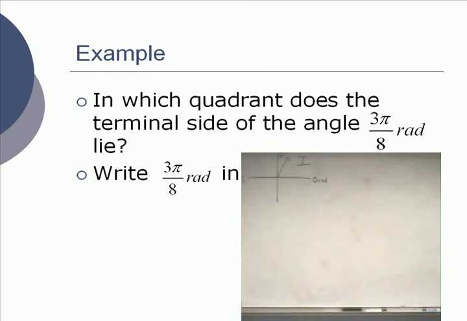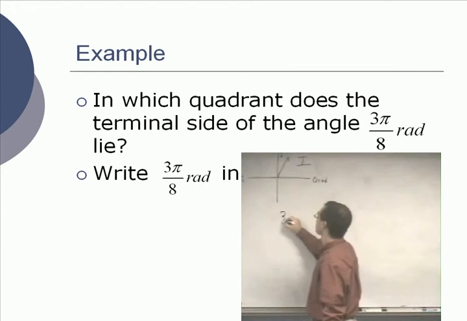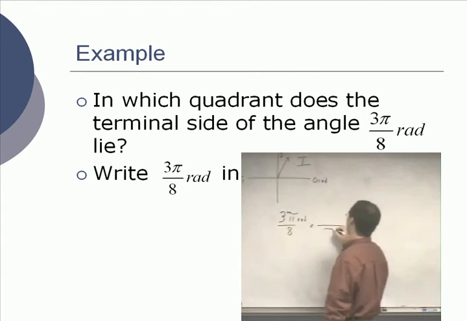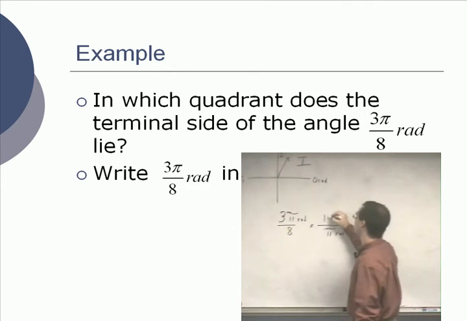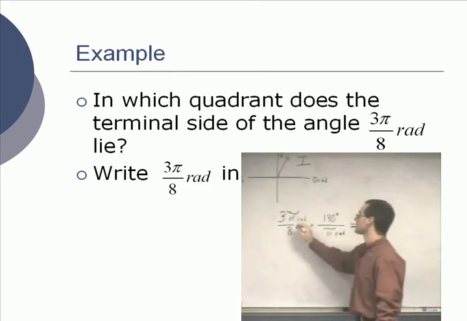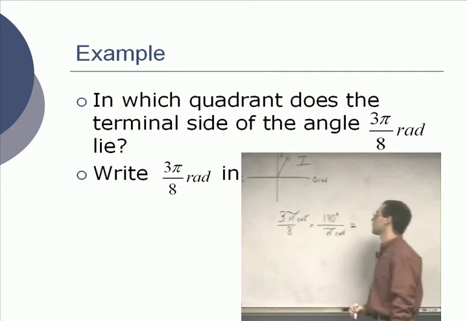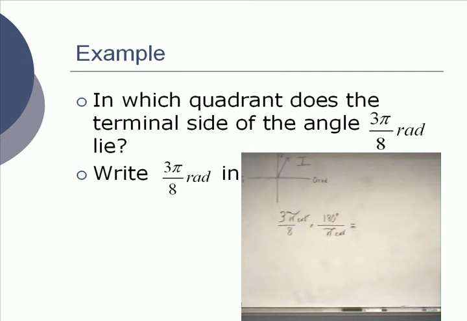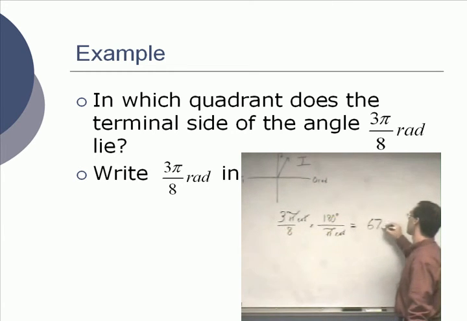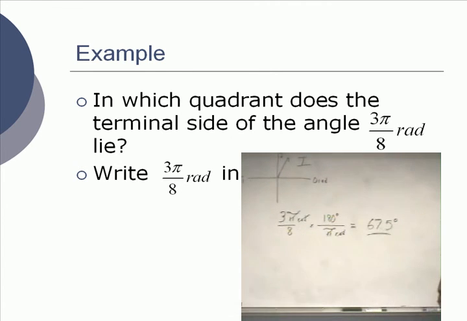Now let's convert that to degrees. So we have 3 pi over 8 radians times 180 degrees for every pi radians. This time the degrees don't cancel, the pi's cancel, and the radians cancel. And 3 times 180 over 8 works out to be 67.5? 67.5 degrees. Yep, that is definitely in the first quadrant. Makes sense.